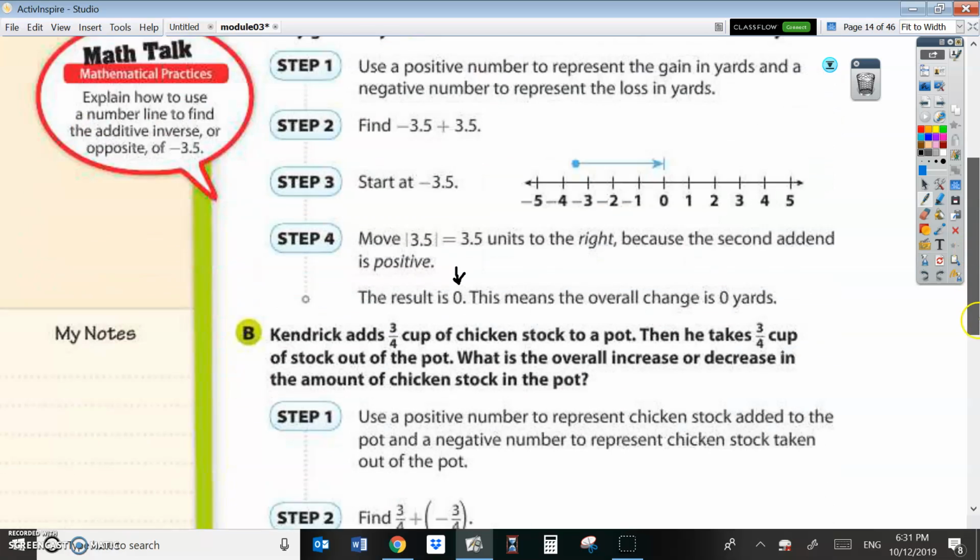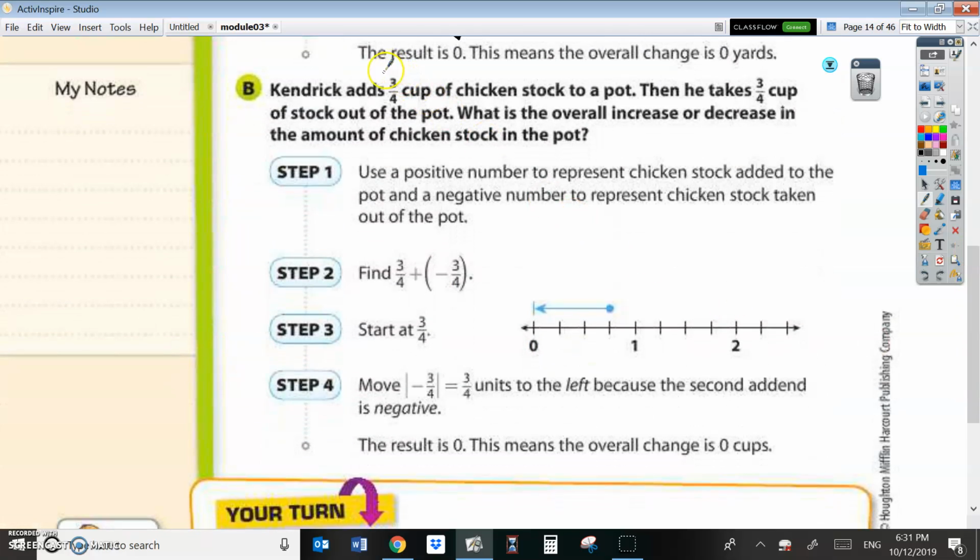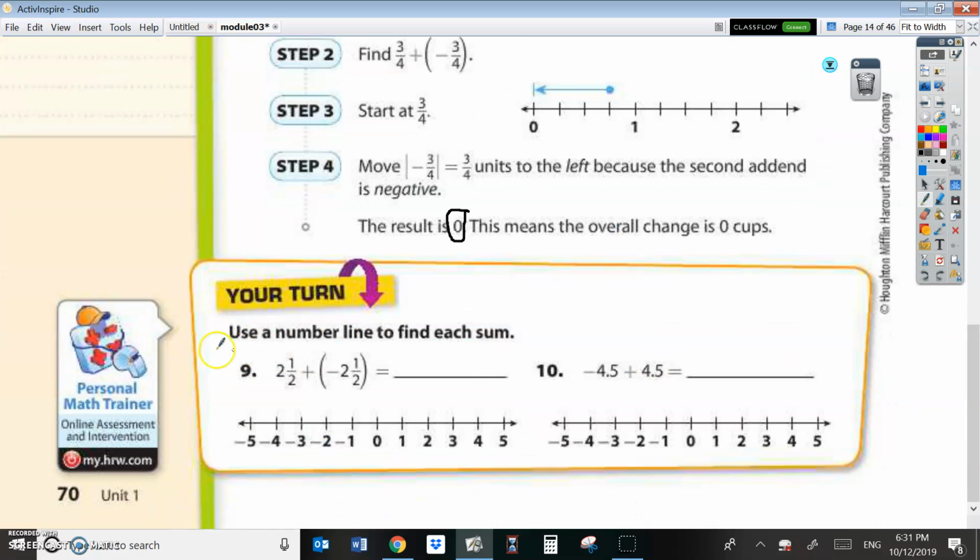Alright, same here. The 3/4 here is positive. The 3/4 here is negative. And so they cancel and equal 0. So looking at these two examples, you know that this is positive, and this is negative, so they equal 0. Same. This is negative, this is positive, they equal 0.